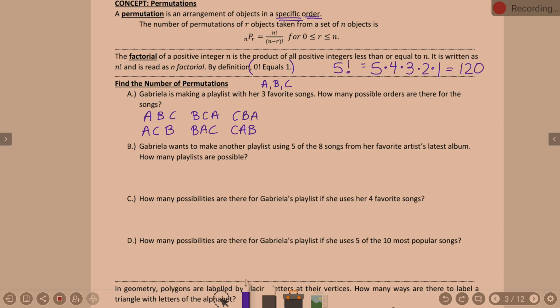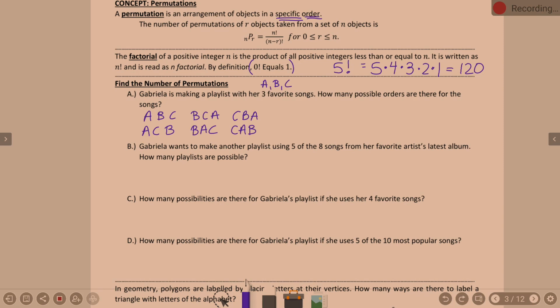Okay. Now, this is only for ordering 3 things. I don't know, did you instantly come up with all 6 of those, or would you have missed some if you didn't have your classmates helping you? Okay, and this is why we have ways to do this otherwise. Now, I'm not even going to use the permutation formula on this one. I'm going to keep it more basic.